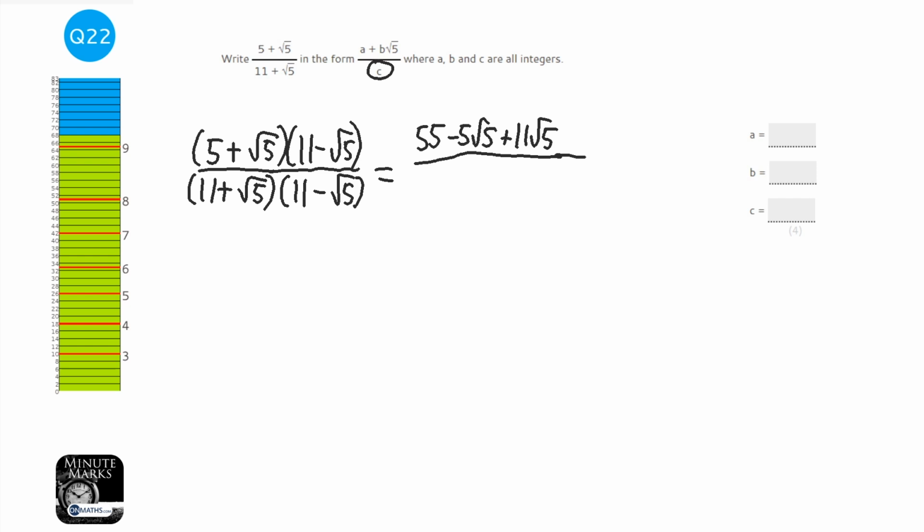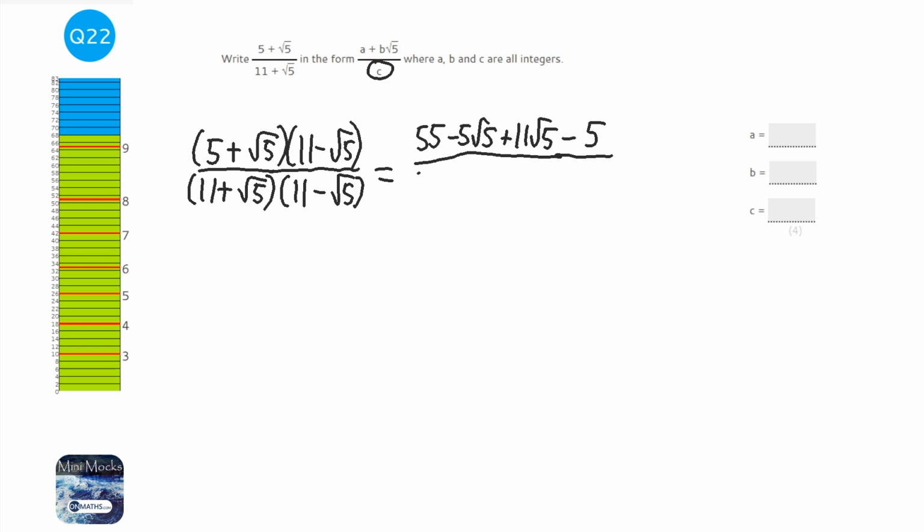I'm just going to extend my line a little bit. And root 5 times minus root 5, well, positive times a negative is a negative. And any surd, when you times it by itself, it just becomes that number. So root 5 times root 5 is just 5. Okay, let's do the same with the bottom.